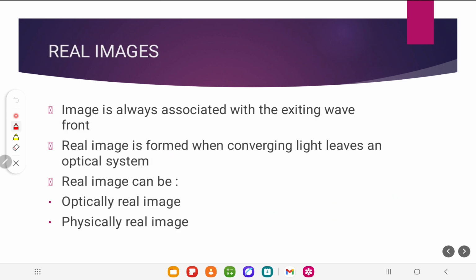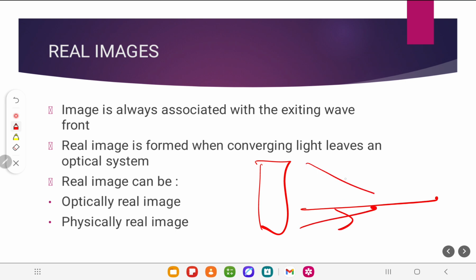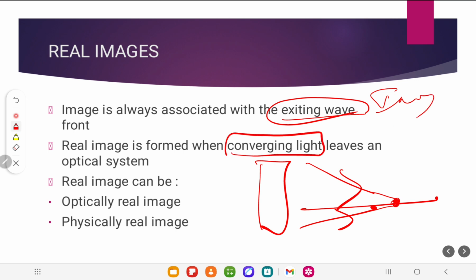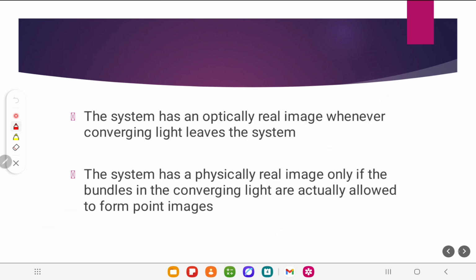So real image, what do you mean by real image? See, a real image means in image space, light converges and forms the image at a point. It's called a real image. It's always associated with the exiting wave, because the exiting wave is the wave in image space. A real image formed by converging light, it is centrally important to understand converging. Sometimes we call it an optically real image or a physically real image. It's not a big thing.